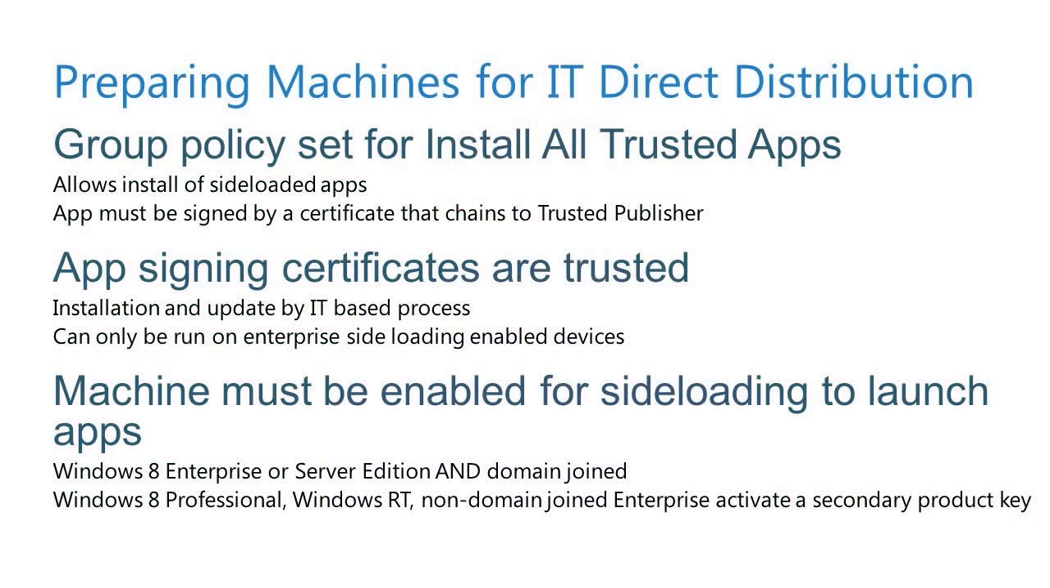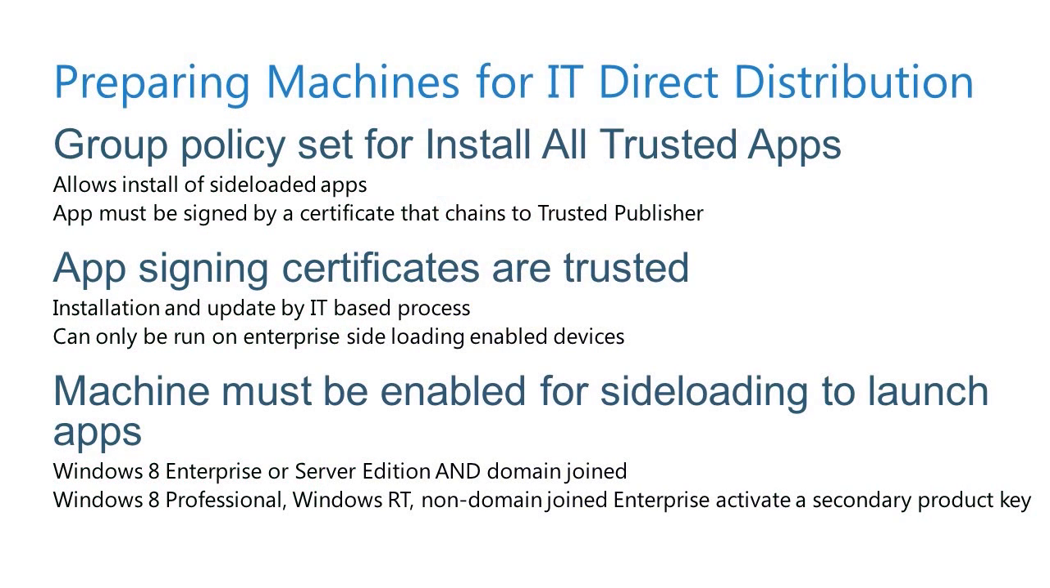What does it take to make something enabled for enterprise sideloading? Well, the machine must be enabled. If you're running Windows 8 Enterprise or Server Edition and you're domain joined, you're good to go. Just set the group policy, get the certs there, and the apps can get deployed. You can also deploy on Windows 8 Professional, Windows RT, and non-domain joined Enterprise Edition by activating a secondary product key. That secondary product key is available for a volume license purchase and is available with your volume license subscriptions from Microsoft.